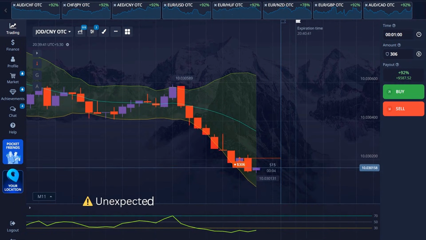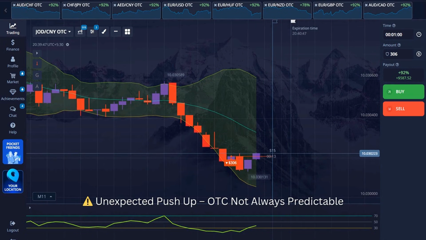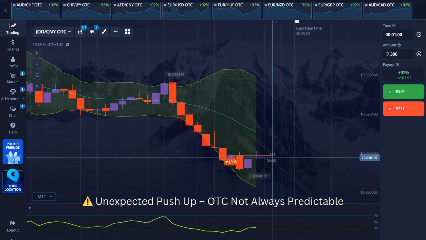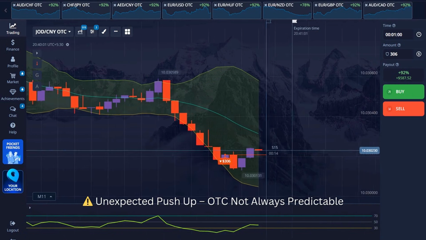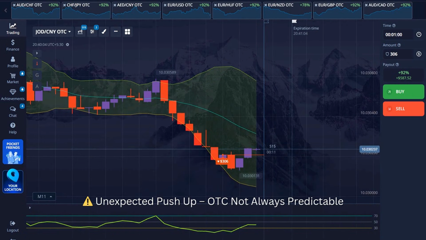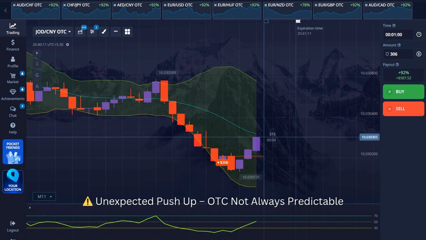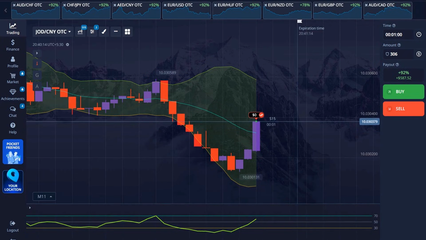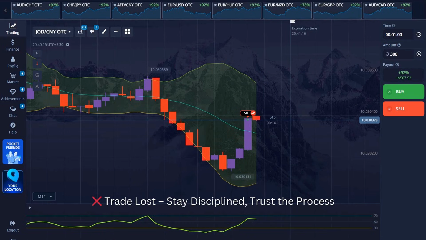Right after I placed the sell trade, price started pushing up against our entry. At first, it looked like just a minor pullback, but instead of reversing down, the price kept rising. This is a perfect example of how OTC markets can sometimes behave unexpectedly, even when all our signals are correct. That's why it's important to remember, no strategy is 100%. And losses are part of the game. As you can see, this trade ended in a loss.